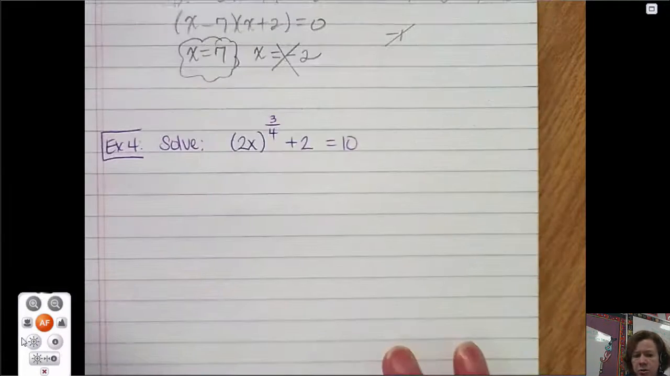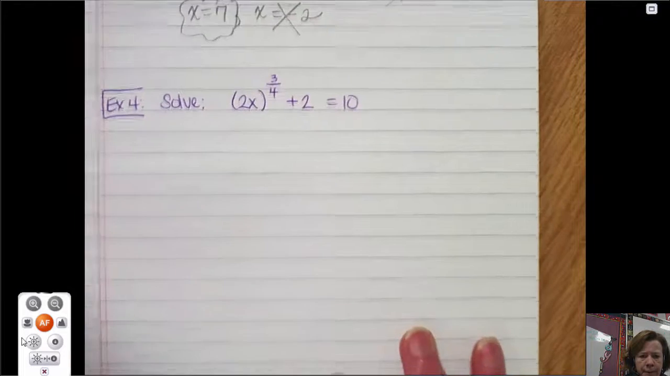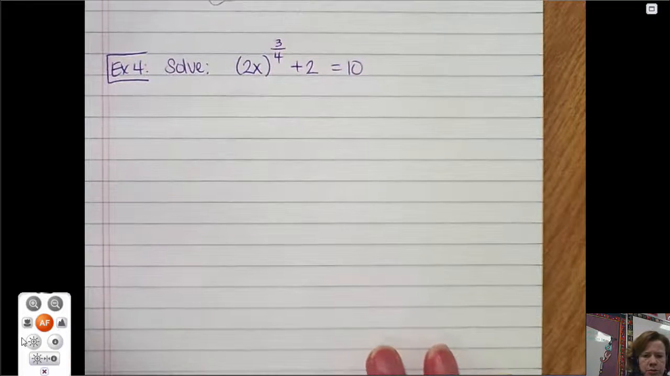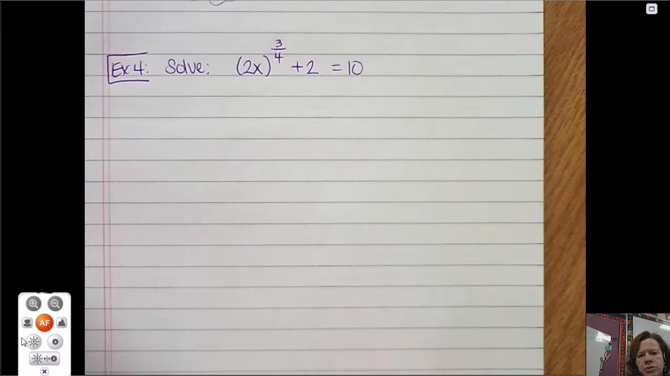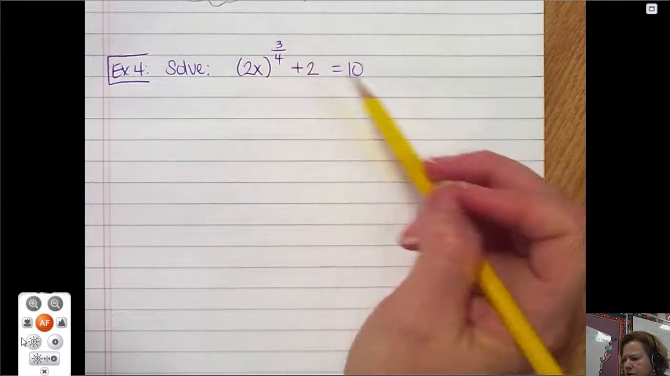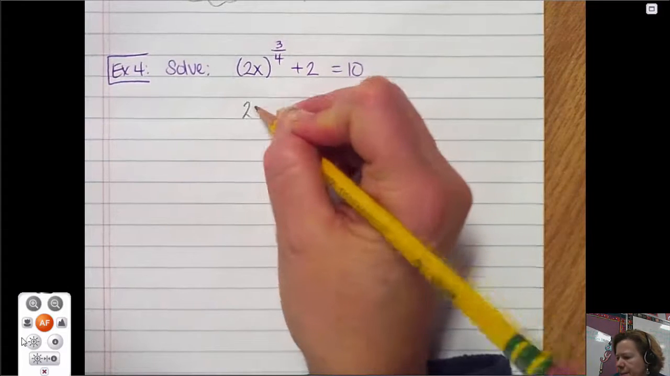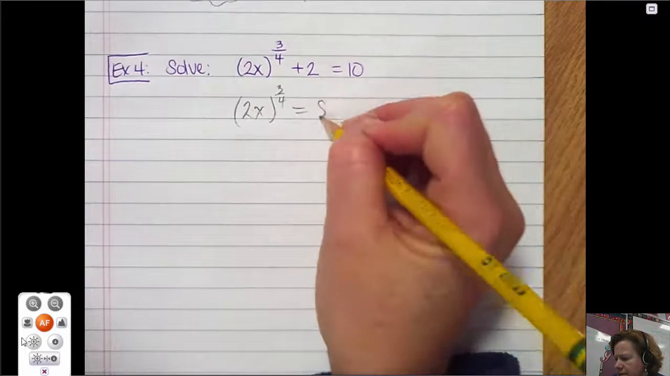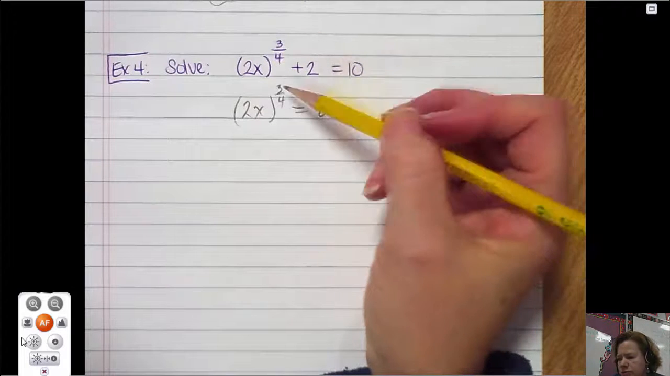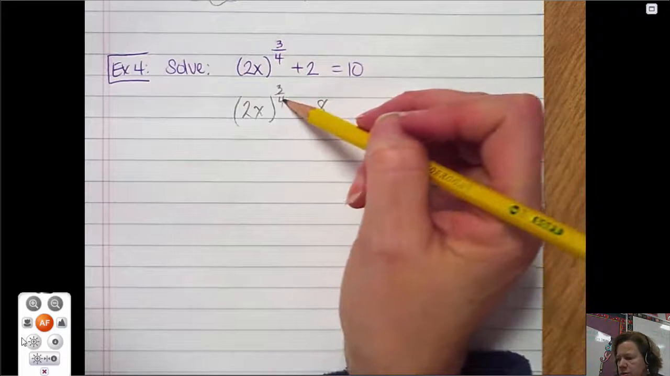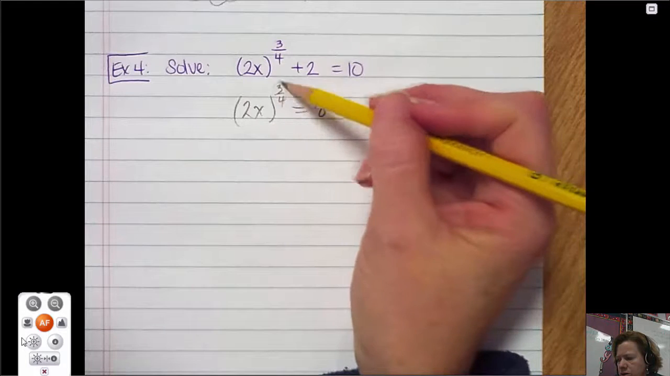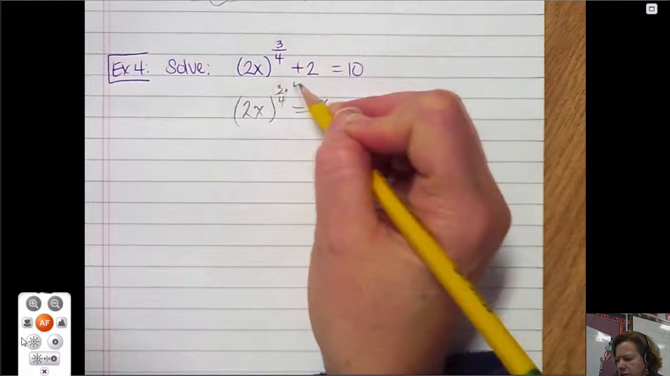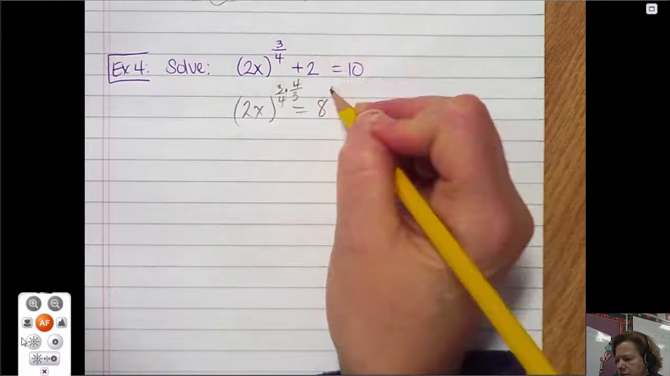Okay, for our last equation to solve, and then we have one inequality and we're done, we have 2x all to the 3/4 plus 2 equals 10. So again, we need to get this alone by subtracting 2 from both sides. We have 2x to the 3/4 equals 8. Now this is in fraction form. We might as well leave it alone. We need to make that exponent a 1. We multiply by its reciprocal to do that. And what you do to one side, you do to the other.